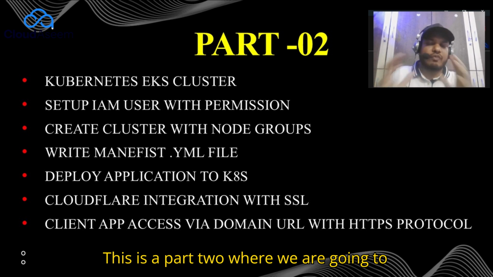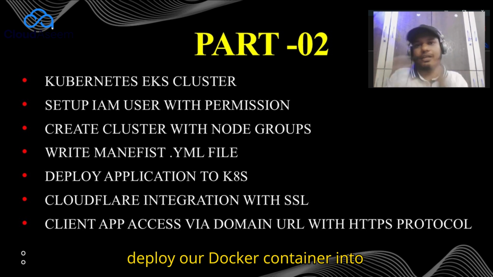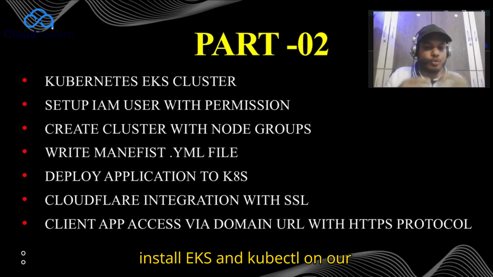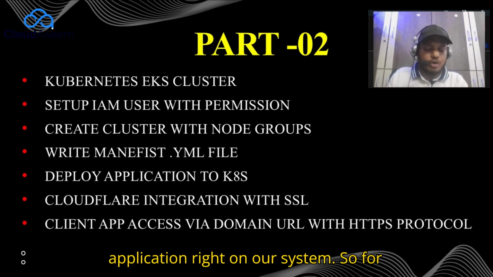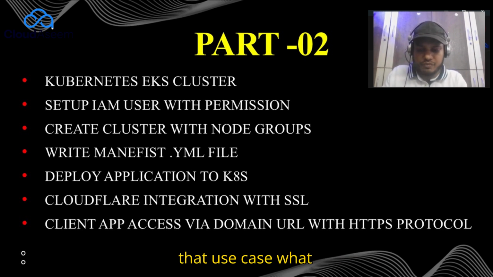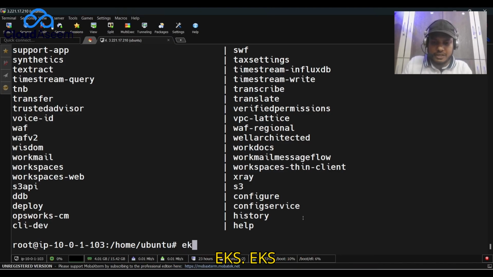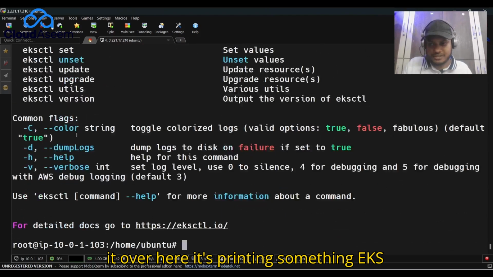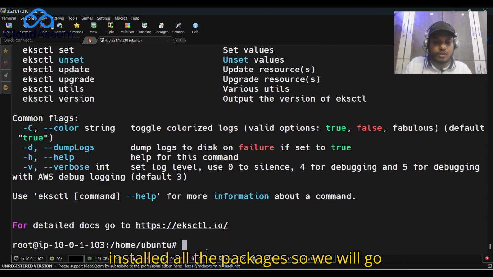This is part 2, where we are going to deploy our Docker container into the Kubernetes cluster. For that, we need to install eksctl and kubectl on our system. So what we are going to check is whether eksctl is installed or not. If you print it over here, it's printing something, so eksctl is done. We already installed all the packages.